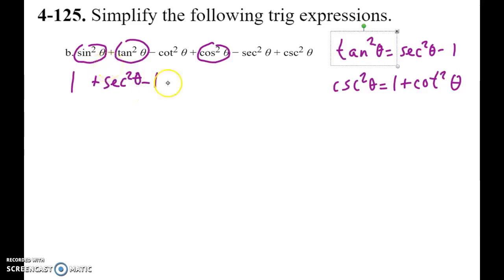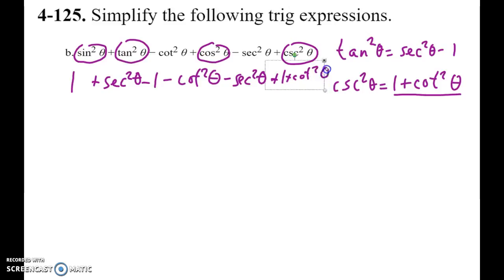Alright, and then I'm going to keep my minus cotangent squared of theta, and then my minus secant squared of theta. I'm going to replace cosecant squared with what we have here. Cosecant squared is equal to 1 plus cotangent squared of theta. So when I look at simplifying all of this, I've got 1 minus 1 makes 0.